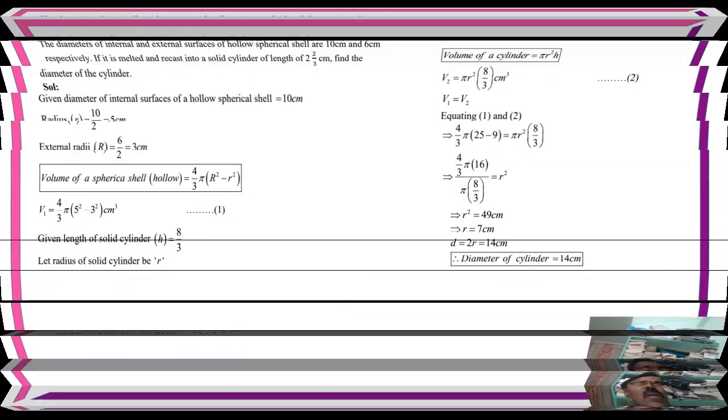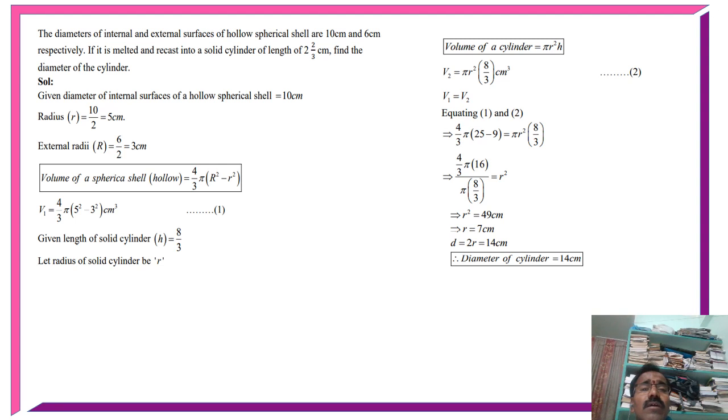Next, the diameters of the internal and external surfaces of a hollow spherical shell are 6 and 10 centimeters respectively. It is melted and recast into a solid cylinder of 2 by 3 centimeter. Find the diameter. Just now we did the same model. We'll apply the volume concept, that is 4 by 3 pi, capital R cube minus small r cube, 5 cube minus 3 cube. Then we get 125 minus 27 and simplify. We get the value. Radius is 7 centimeter. Diameter is 2 times the radius, 14 centimeters.